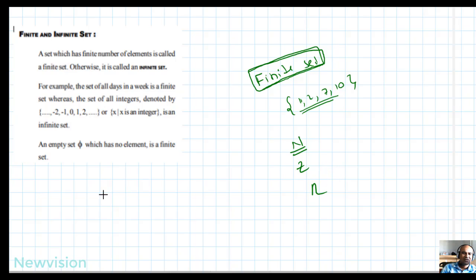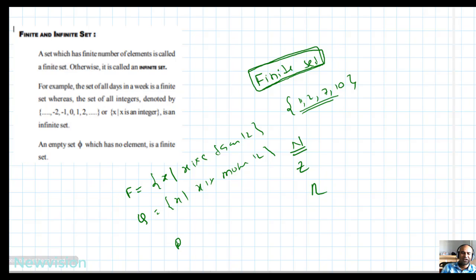So I want to give an example for a finite set and an infinite set. A equal to x such that x is a factor of 12. It is a finite set. For another example, Q equal to x such that x is a multiple of 12. This is an infinite set, no? Multiples of 12 are infinite. So multiple of 12 means infinite set.